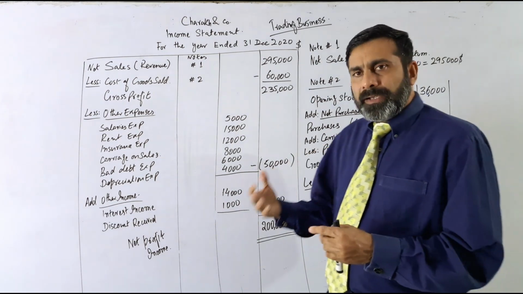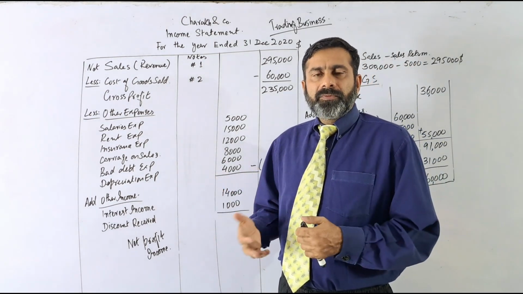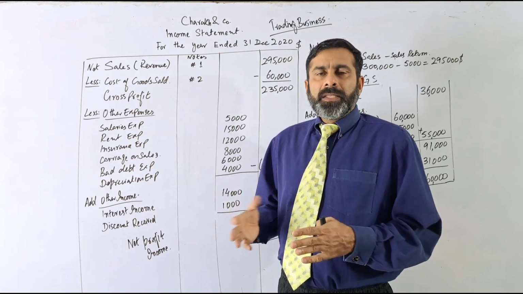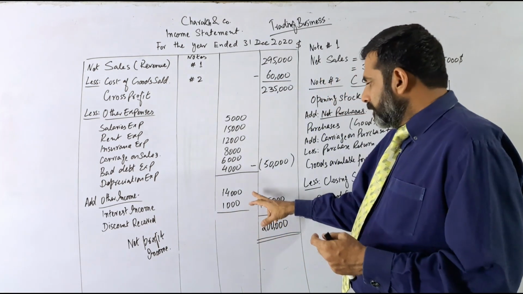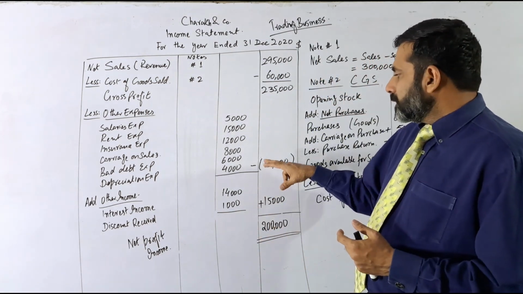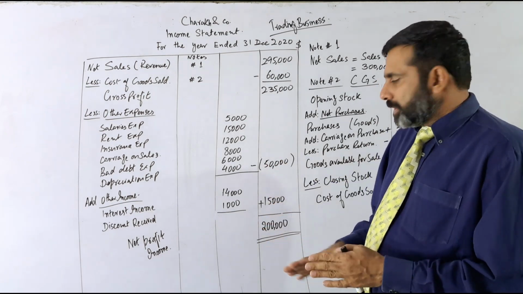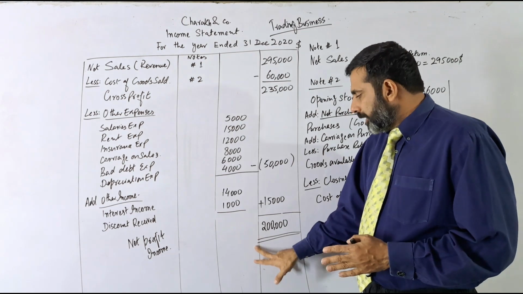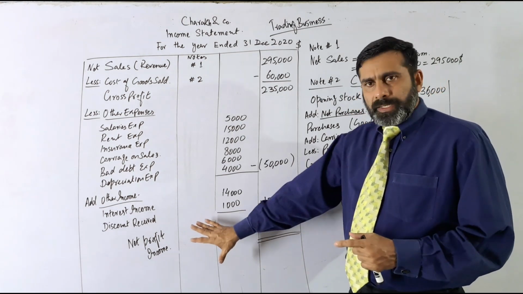There may be some rent they are receiving, or a dividend from an investment or any other source. They are selling some scrap, so they are receiving some money. From all this they are receiving almost 15,000. So they have expenses of 50,000, and 15,000 they are getting from the other sources. So it means during that period almost 200,000 is their net profit or net income.